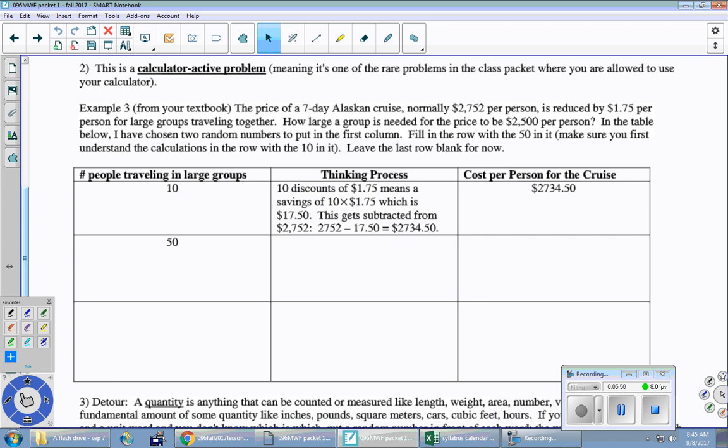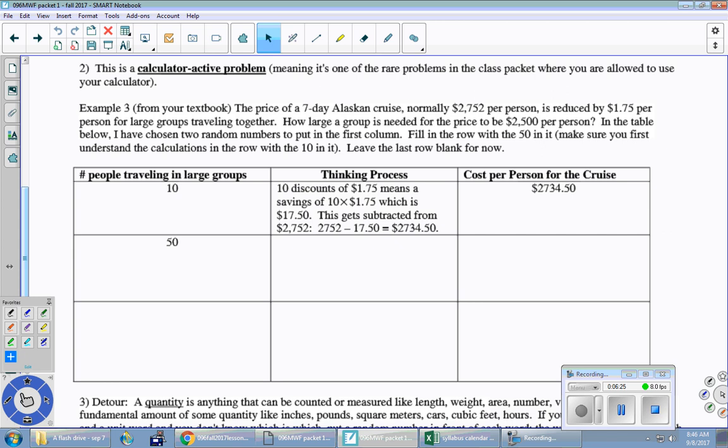The price of a 7-day Alaskan cruise, normally $2,752 per person, is reduced by $1.75 per person for large groups traveling together. So if you can get a bunch of your friends to go with you, every one of your friends is going to reduce the ticket price by $1.75 for everybody in your group. How large a group is needed for the price to be $2,500 per person? That is the algebra question that we are going to answer. How large a group do we need to reduce the price all the way down to $2,500 per person?